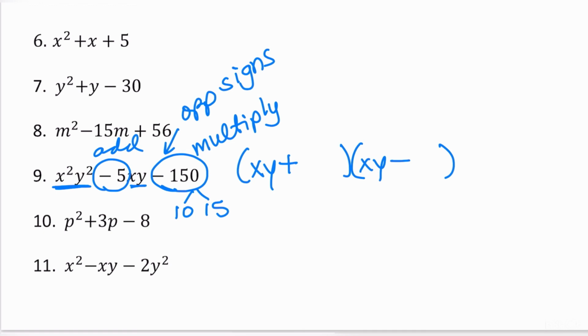So remember, the bigger number has to be the negative, so it has to be negative 15 and a positive 10. So I'm going to put the 15 inside this parentheses and the 10 in this parentheses. And that's how I'm going to factor out this answer.